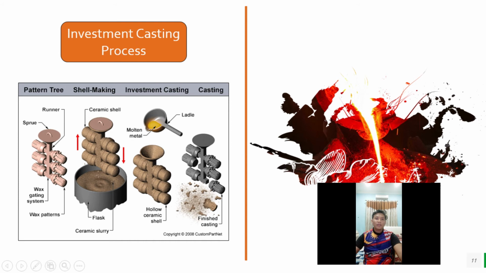The mold is prepared by surrounding the pattern with refractory slurry that can set at room temperature. The mold is then heated so the pattern melts and flows out, leaving a clean cavity behind. The mold is further hardened by heating, and the molten metal is poured while it is still hot. When the casting is solidified, the mold is broken and the casting is taken out.